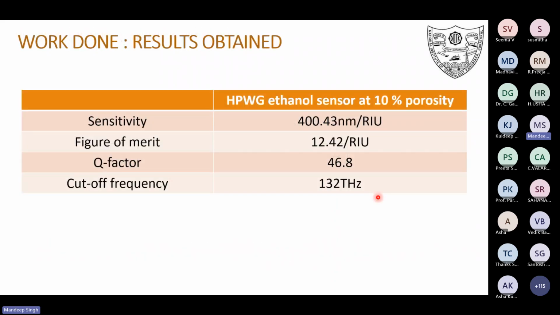Now this is the performance of the sensor. With 10% porosity, a sensitivity of 400.43 nanometer per RIU can be achieved, whereas the Q factor is 46.8 and the cutoff frequency is 132 terahertz. So these cutoffs can be calculated using the dispersion relation.